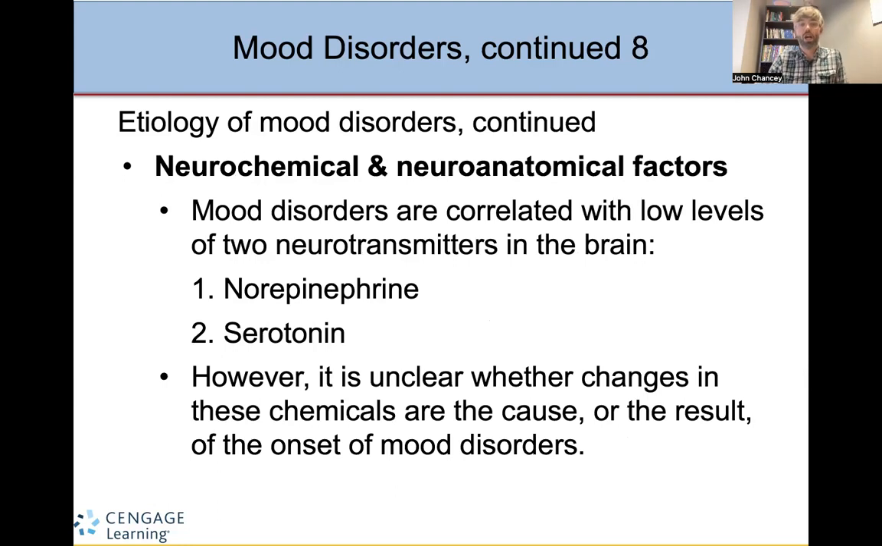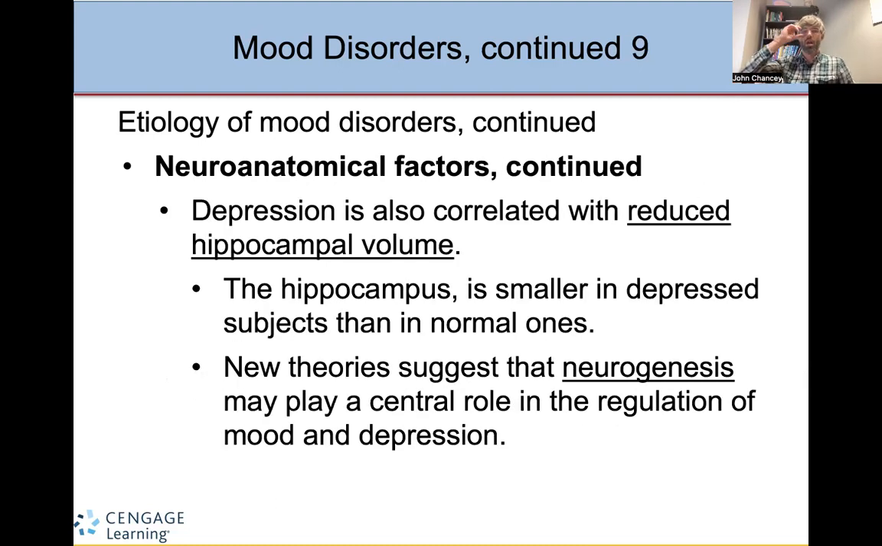There are also biological factors, neurochemical and neuroanatomical, that are used to explain depression and bipolar disorder. Core mood disorders go hand in hand with neurotransmitters, low levels of norepinephrine and serotonin. We're still a little unsure of the relationship, but we do know that these are involved somehow, though we're not quite 100% sure. Depression is also correlated with reduced volume of the hippocampus.